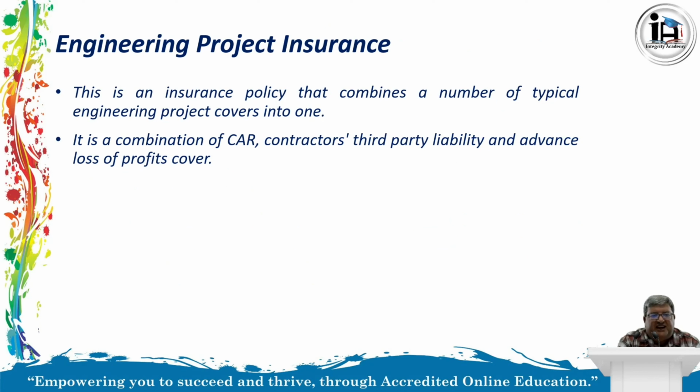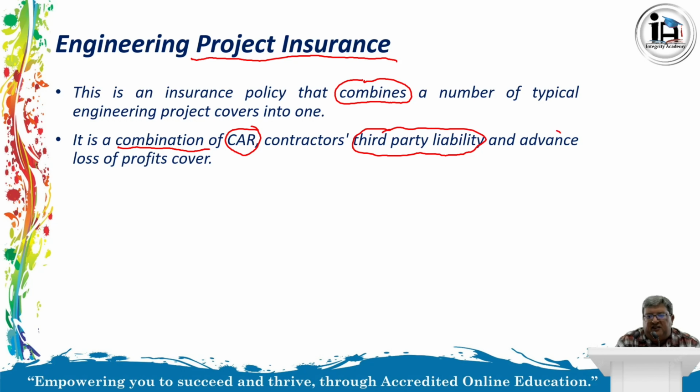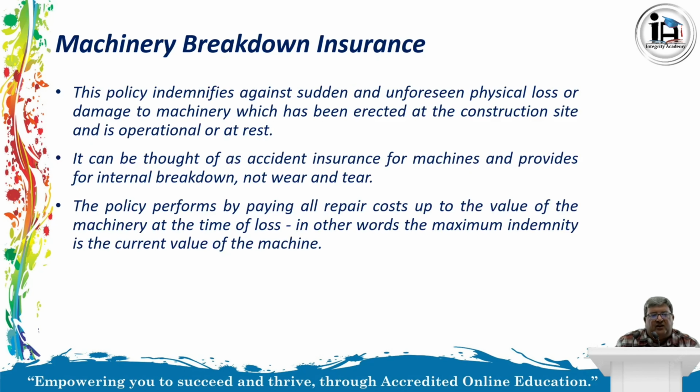And then you look at project engineering insurance. Now, as I said before, this is an insurance policy that combines a number of typical engineering project covers into one. So it's a combination of CAR insurance, third party liability insurance, and advance loss of profits cover. You see, so engineering project insurance is a combination of CAR, third party liability, and advance loss of profits cover. It's a combination of all of them.